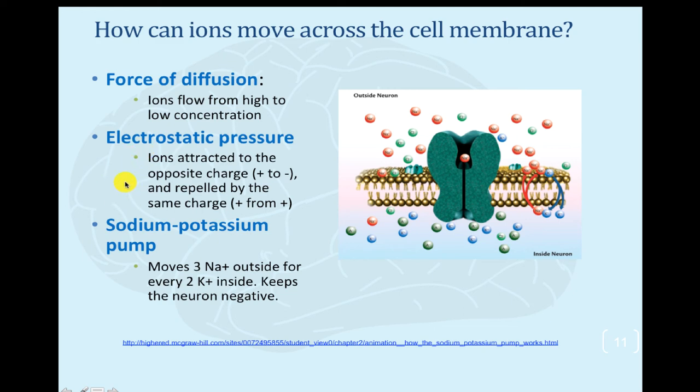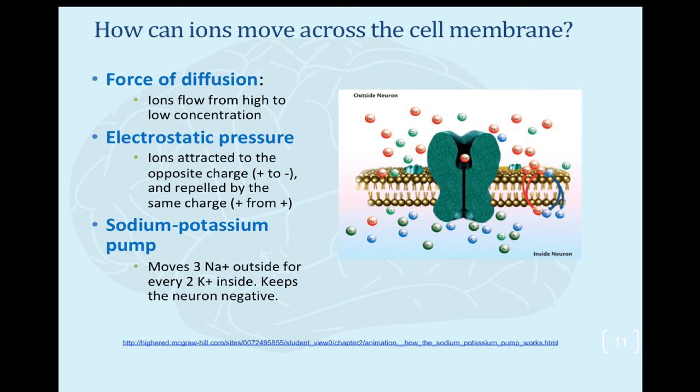Electrostatic pressure has to do with the positive and negative charges on these ions, right? So if we remember, all of these ions, sodium, potassium, chloride, have either a positive or a negative charge. And this is important because in the world of electrostatic pressure, opposites attract. So positive ions want to go towards negative ions and vice versa. The opposite is also true though. Same signs repel from each other. They would want to get away from each other. So two ions that both have a positive charge are going to want to go away from each other.